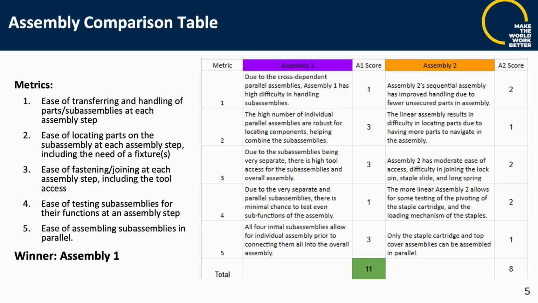For these reasons, we have selected Assembly 1 as our primary assembly method based on these metrics here: ease of transferring and handling parts, ease of locating parts, ease of fastening and joining, ease of testing assemblies for their function, and ease of assembling subassemblies in parallel.